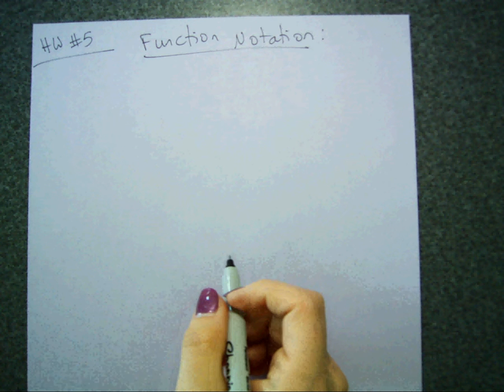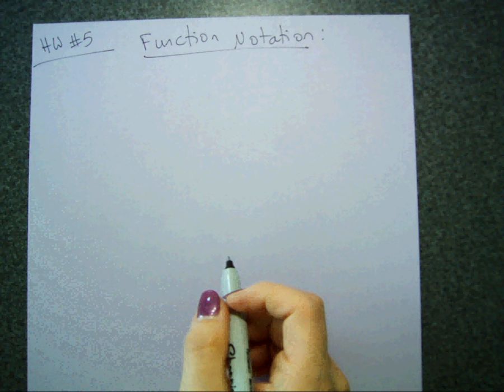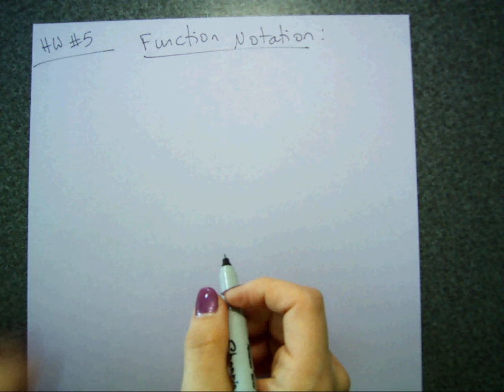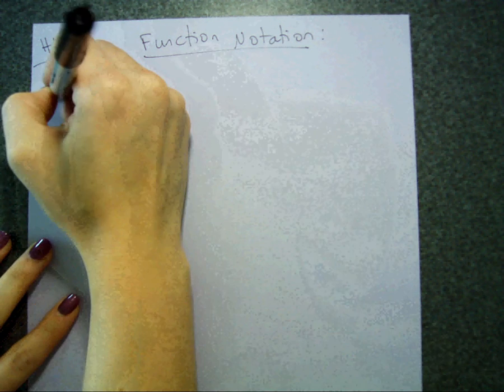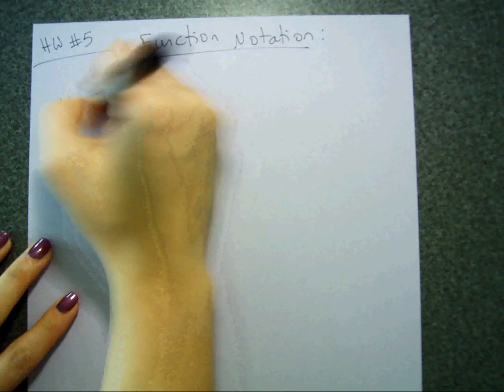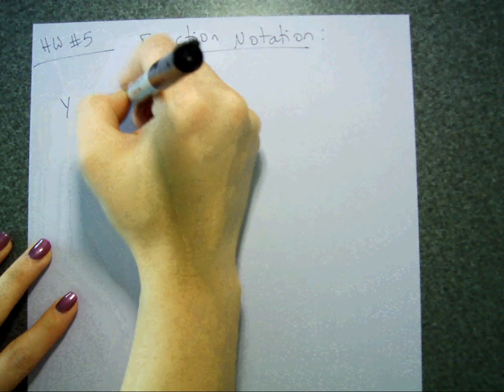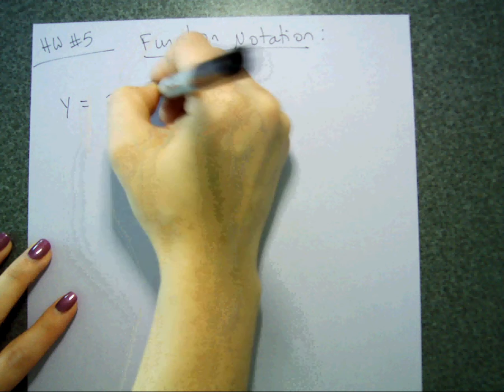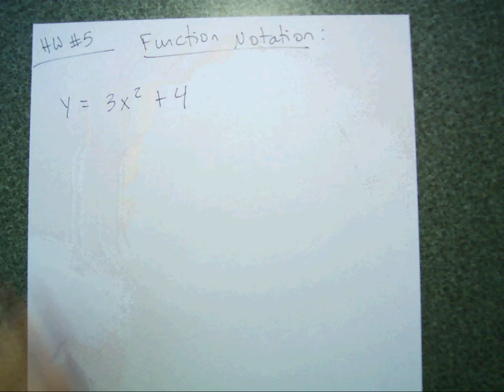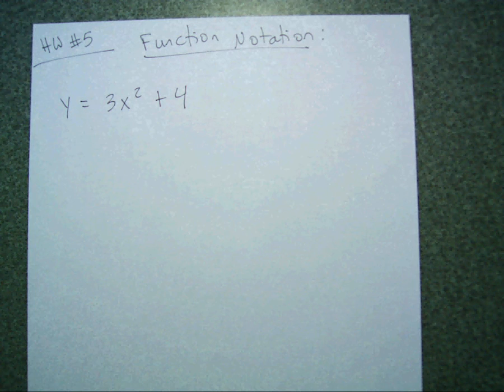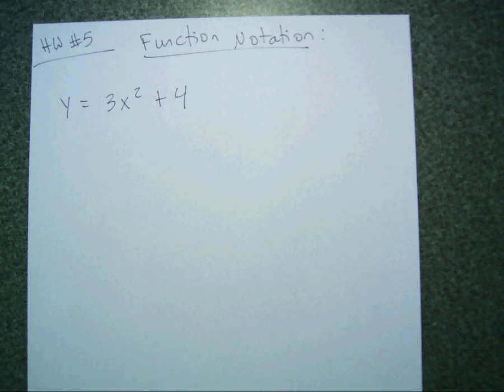Alright, so this is for your fifth homework problem, and we're looking at function notation. So let's say I have the function y equals 3x squared plus 4. Y equals 3x squared plus 4. So a couple of different things that function notation is good for.